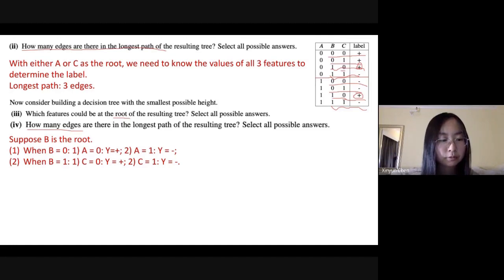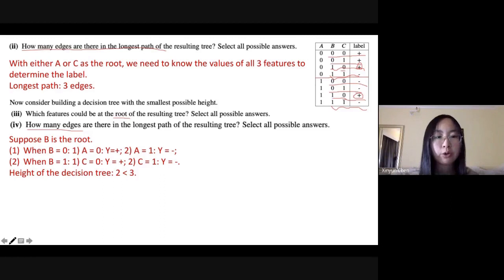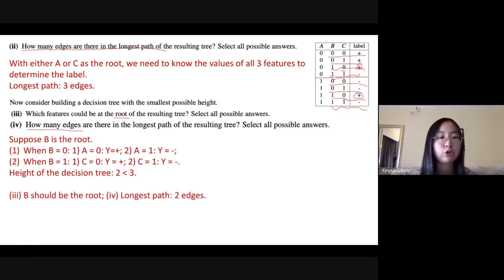Therefore, when we build the decision tree this way, the height of the decision tree becomes 2, which is smaller than 3. Therefore, if we want to build a decision tree with the smallest possible height, then we should assign B to be the root. And also, in this case, the longest path becomes 2.